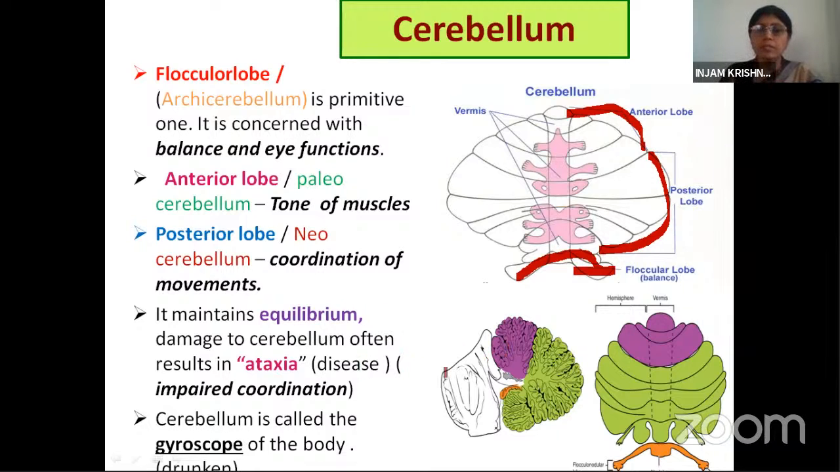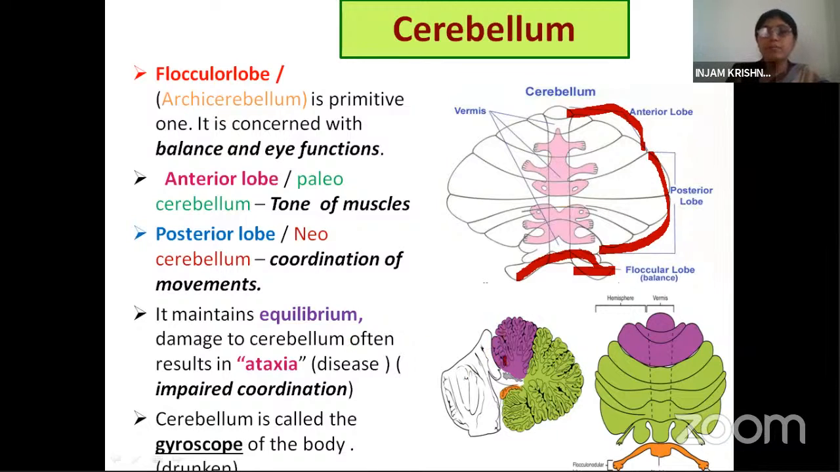In the previous slide, I mentioned one word, that is arbor vitae. This arbor vitae is branching, tree-like. We can call it the life of tree. These branches are called arbor vitae, and arbor vitae is white matter. White matter means bundles of axons. It is covered by the plain matter, that is gray matter. Okay. This is about the cerebellum.